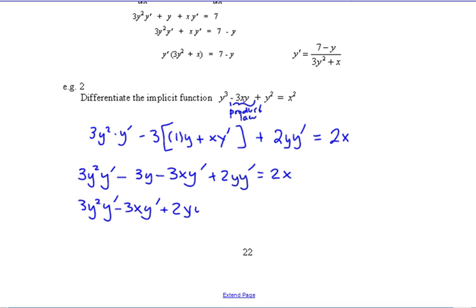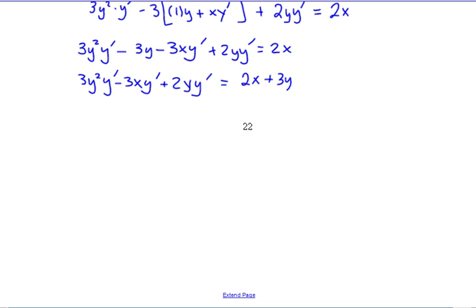Because we're solving for y prime, right? We're looking for the derivative. Just wait till we get to double and third derivatives. So much fun. Okay, so we added the 3x, the 3y to the other side. Now what can we do to get y prime by itself? Before we do that, factor out the y prime. So factor out y prime, we're left with 3y squared minus 3x plus 2y.